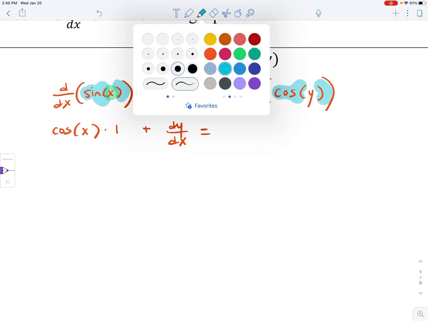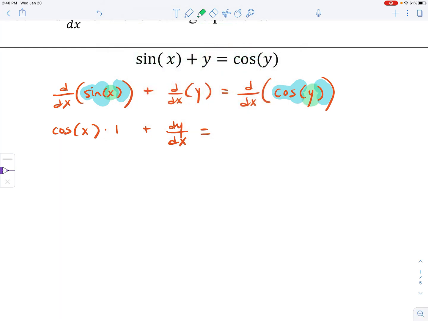And to differentiate cosine of y, we're going to think of cosine as being the outside function and y as being the inside function. So thinking chain rule, the derivative of cosine would be negative sine. We leave the inside alone, which is y. And then times the derivative of the inside, the derivative of y with respect to x, which is dy over dx. Okay, so we've differentiated.